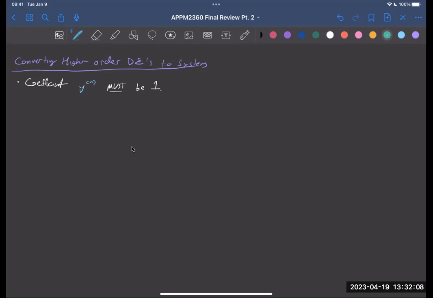I think this is best illustrated with an example. So let's represent this differential equation as a system: y triple prime plus 3y double prime plus 5y prime plus 2y is equal to e to the negative t. And I'll give you the initial conditions that y of 0 is 1, y prime of 0 is 3, y double prime of 0 is 2. Okay, so let me set x1 equal to y. I'll set x2 equal to y prime, and I'll set x3 equal to y double prime.